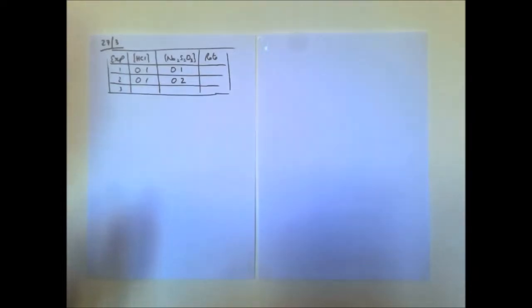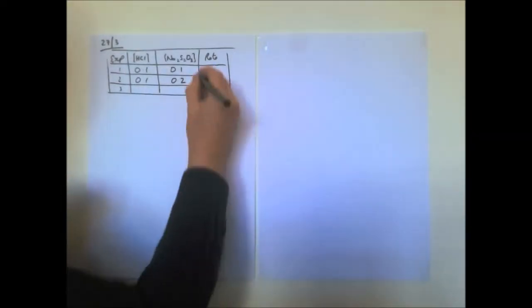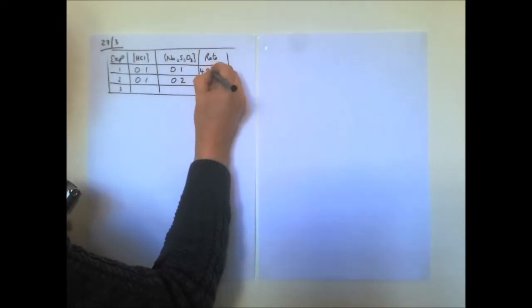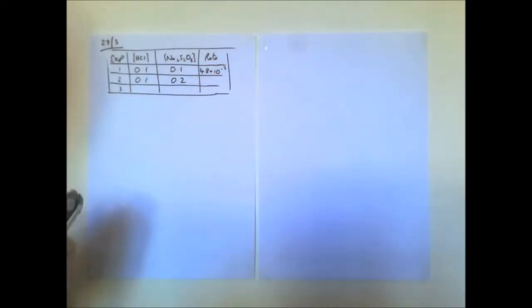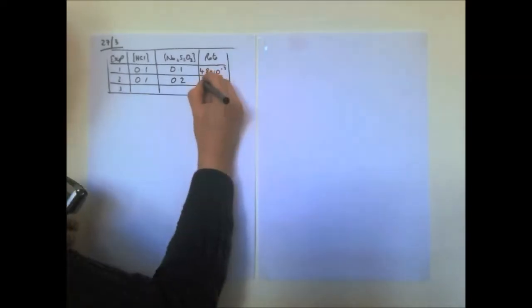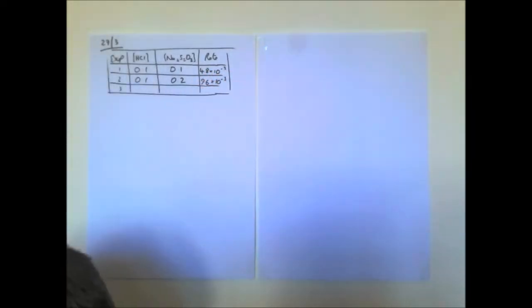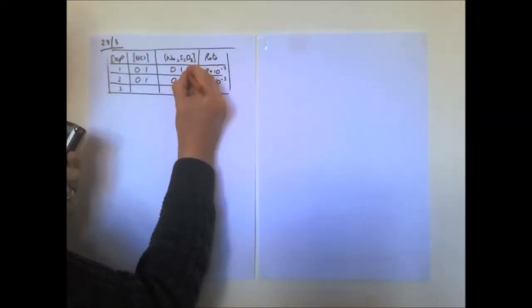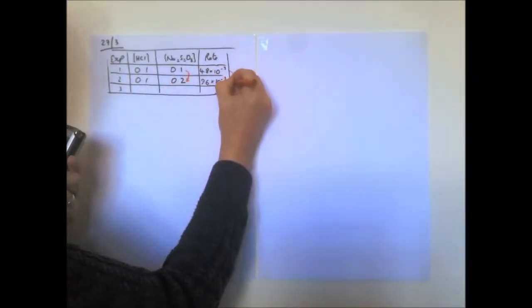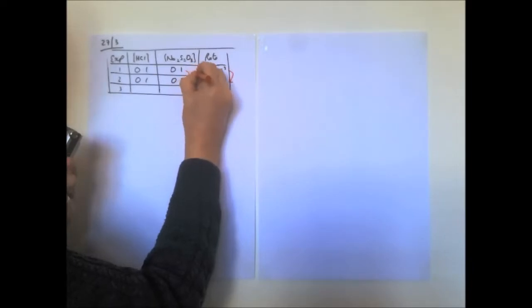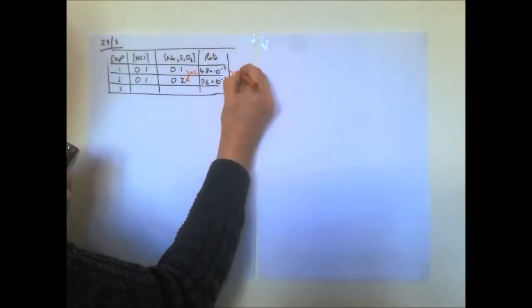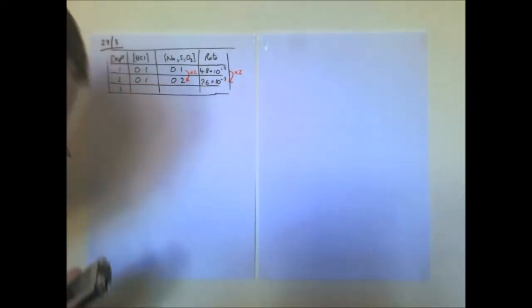So in the first experiment, my rate is 4.8 times 10 to the minus 3, and in my second experiment, my rate is 9.6 times 10 to the minus 3. So if I look at what's happened here, the concentration has doubled, and here the rate has doubled. In other words, the relationship between rate and sodium thiosulfate is first order.